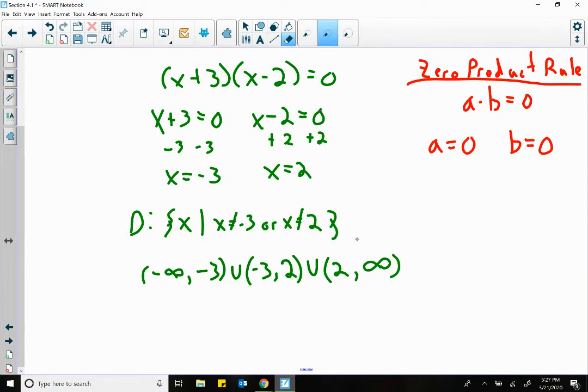This idea right here just keeps expanding depending on how many numbers you're throwing out. So if I had a 5 that we wanted to throw out, then in here I would have parenthesis of 2, comma 5, parenthesis, union, parenthesis 5, comma infinity. I just keep adding in parenthesis, union, parentheses as I jump over the numbers I don't want. Okay? And that's all you do to find the domain of these things. This is just review. We've done this.